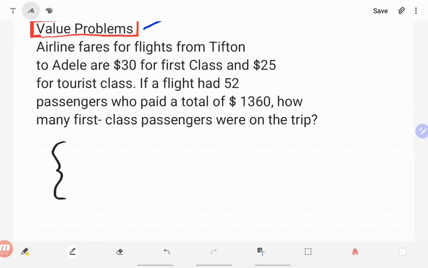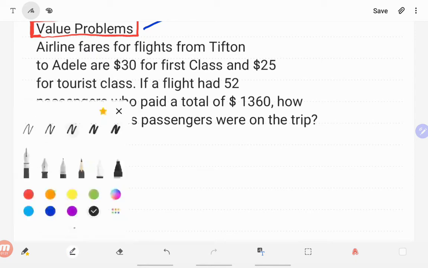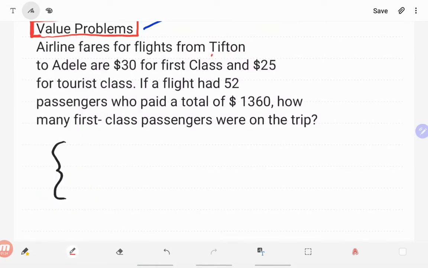So let's go ahead and label what our variables are going to look like. We're not doing flights from Tifton. We're talking about first class and tourist class. So we're going to let first class be F, and then we'll let tourist class be T. So these are our two variables, T and F.